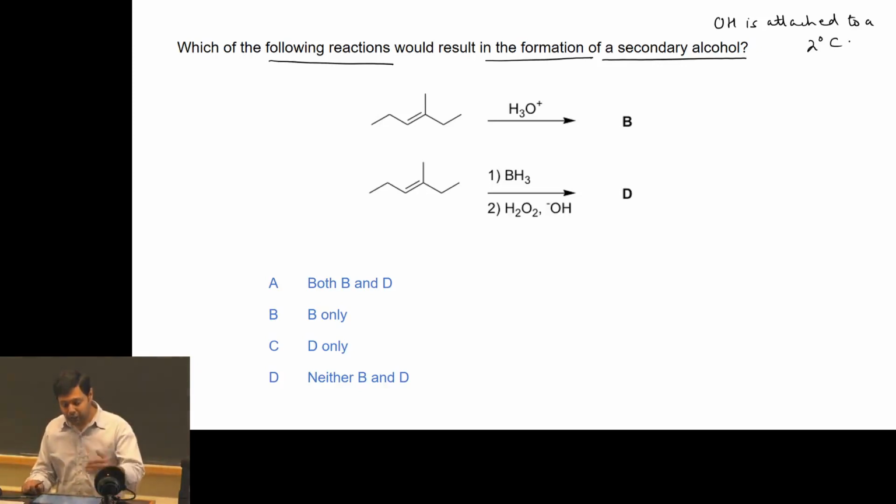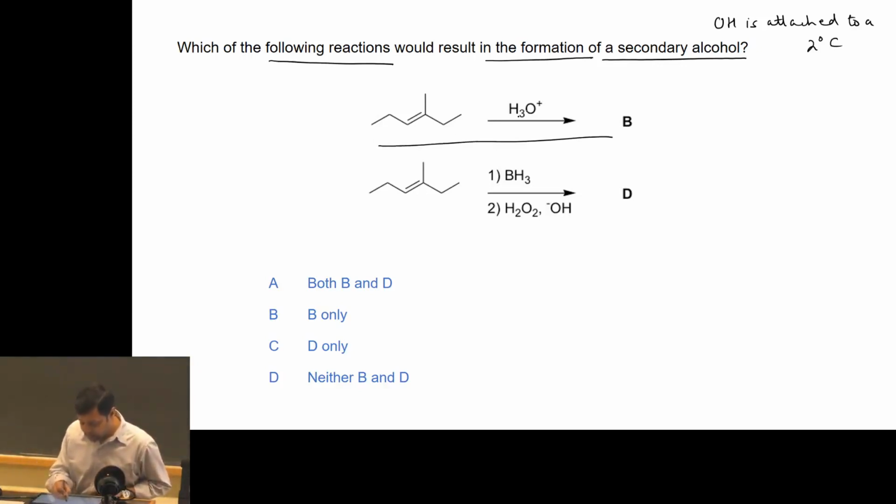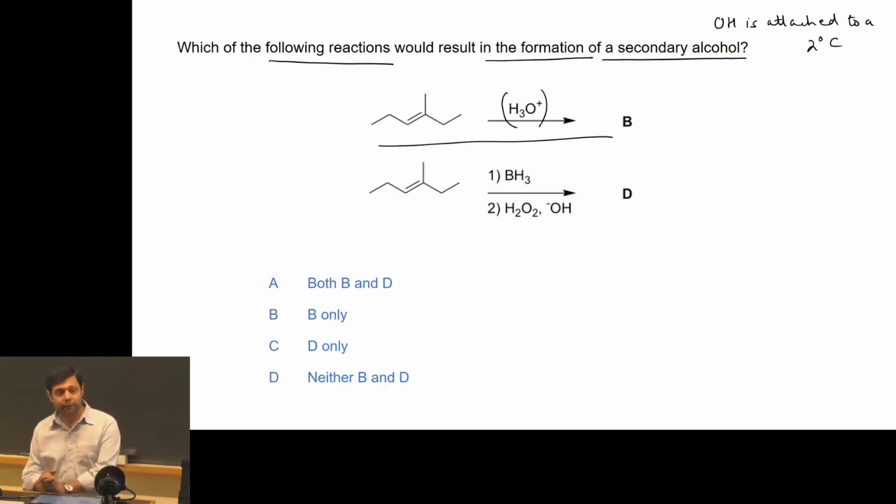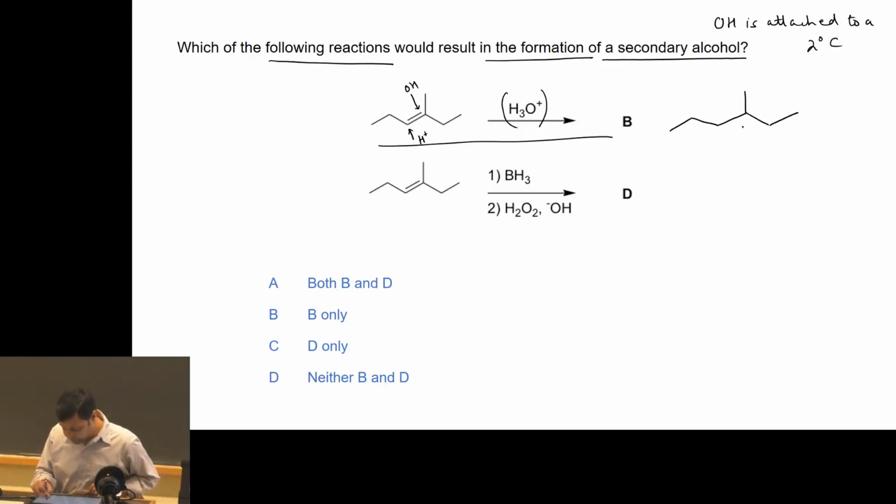Alright, so let's take a look at both of these reactions. In the first reaction, you're taking this alkene and performing a hydration with H3O+. Hydration with H3O+ always goes through a carbocation, right? Hydrogen will go to this carbon of the double bond, the less substituted, Markovnikov addition. You'll form a tertiary carbocation, OH will go there. So let's write the product. That's the product you will get in reaction B.